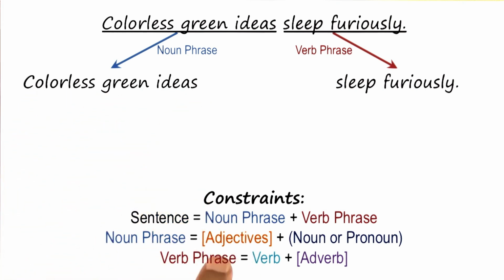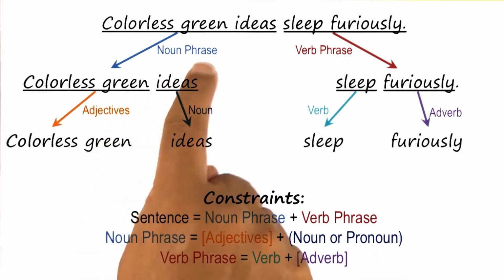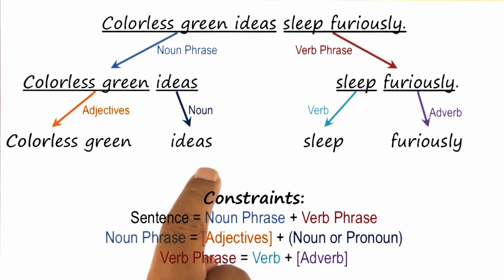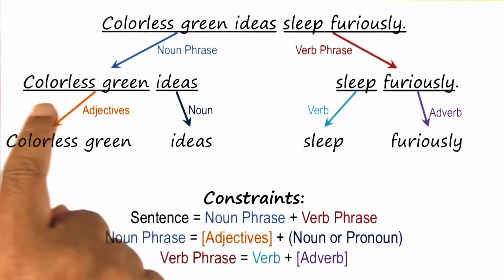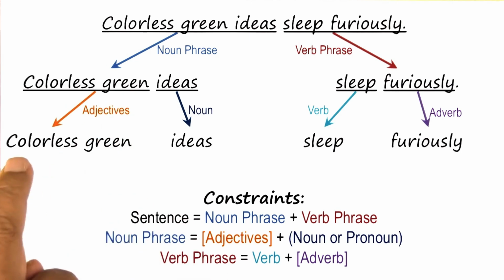We know that a noun phrase can go into one or more adjectives followed by a noun or a pronoun. So we can look at a lexicon and know that ideas are a noun. So we say this is a noun. We can look at a lexicon that tells us that colorless and green are adjectives, and so colorless and green are adjectives here. We have satisfied this part of the constraint.